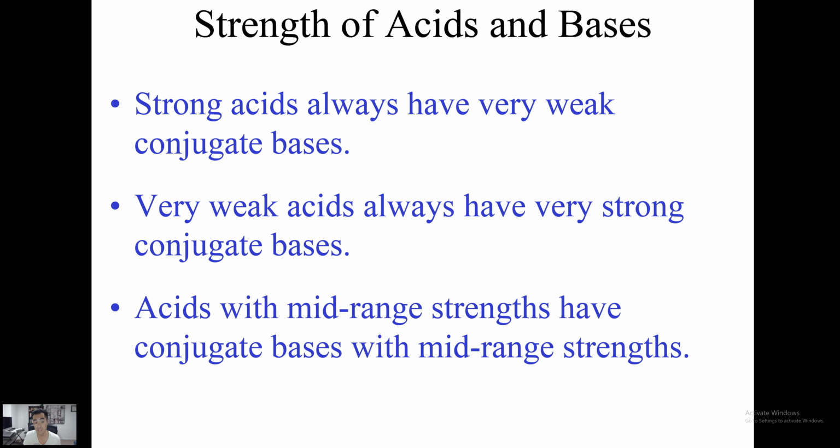So the example here is acetic acid. Acetic acid is a really weak acid, but once it gets into its conjugate, it's the acetate ion. It's going to be a very, very strong base. Acids with mid-range strength are going to have usually mid-range conjugates, as you guys can tell from that.